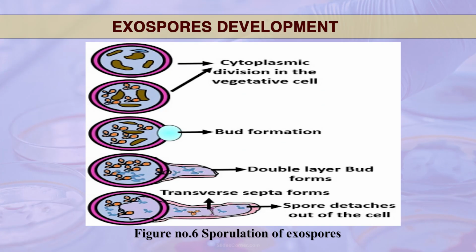Here you can see very clearly in this pictorial representation how the spore is detaching and germinating. As an outgrowth, bud formation occurs, then double-layer bud formation, then transverse septa formation takes place and the spore detaches out of the cell.